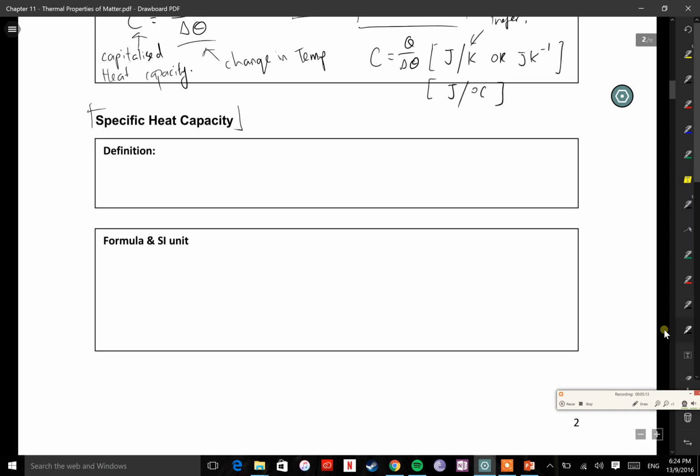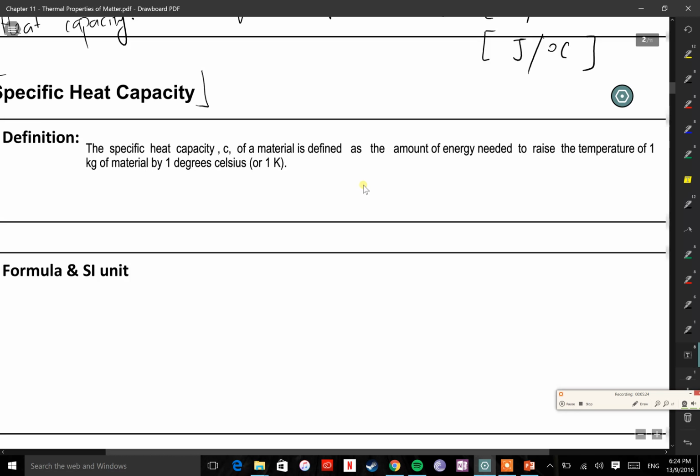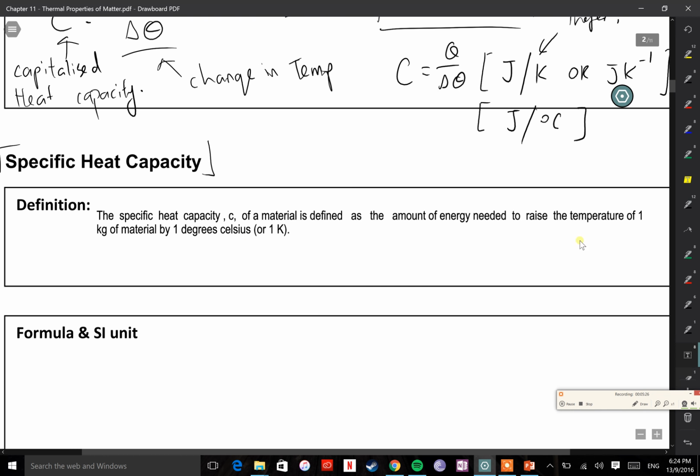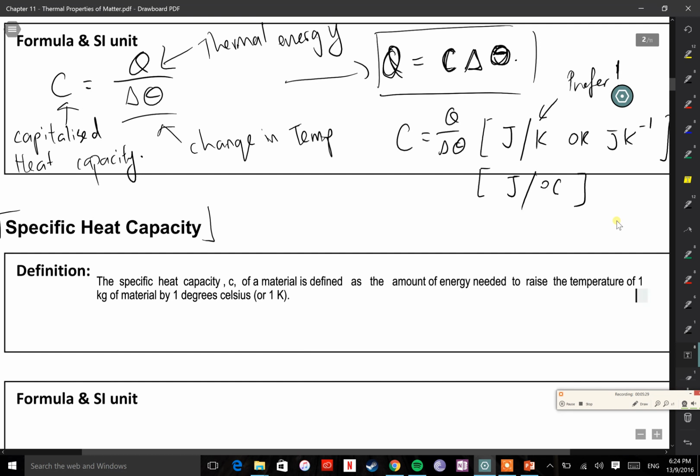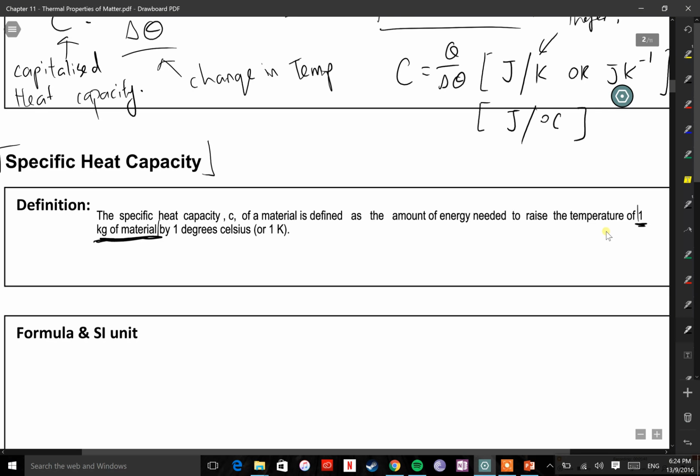Let me do the same thing. I'm going to copy paste here. So this is the idea of the specific capacity. The difference is over here: 1 kg of material. If you compare the two definitions, you have 1 kg of material over here, but you do not have it here. There's nothing talking about 1 kg of material. So specific capacity is when you look at just 1 kg of an object.